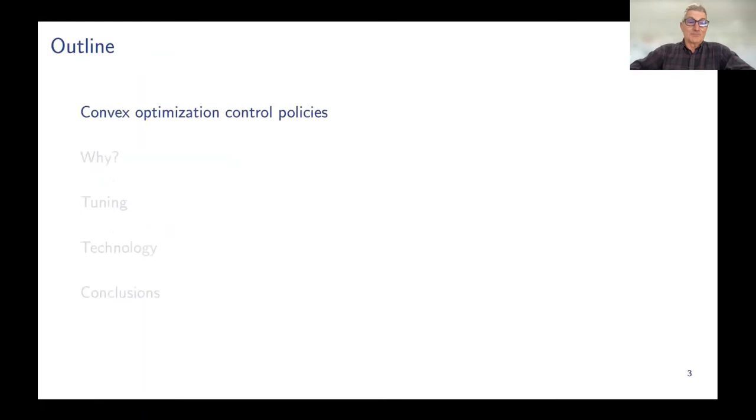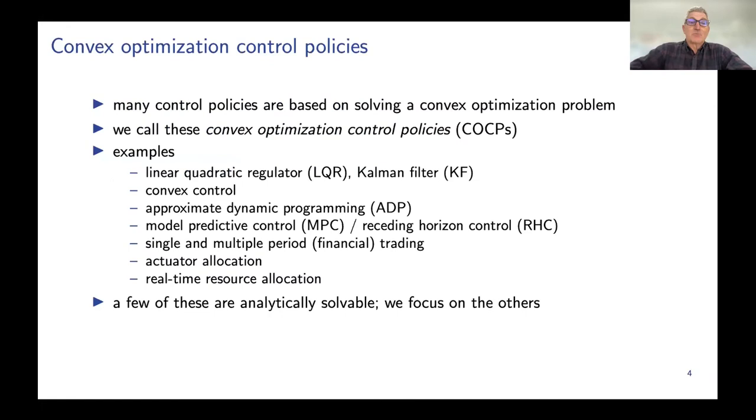So first I'll talk about convex optimization control policies. The basic idea, it's not deep or anything, is just this: a lot of control policies are based on solving a convex optimization problem. And so we're going to call these COCPs, or convex optimization control policies. Some examples would be things like LQR, linear quadratic regulator. I'll say something about that in a minute. Generic convex control, things like approximate dynamic programming in the right context. MPC, or receding horizon control, or RHC. It's often used in single and multi-period trading in finance. I'll talk about a couple of other very useful problems, things like actuator allocation and real-time resource allocation. Now, a couple of these are analytically solvable, like the linear quadratic regulator, but our focus is actually on the others, where, to evaluate a control policy, you actually solve a real convex optimization problem without an analytical solution.